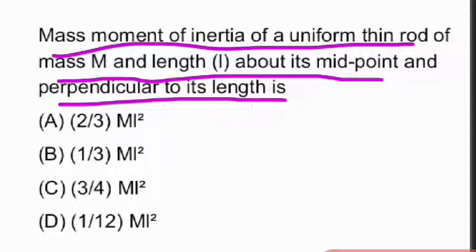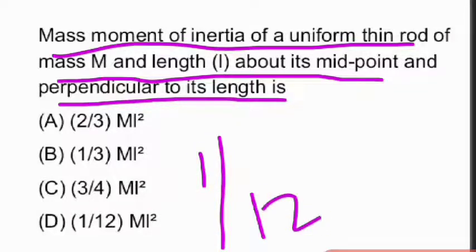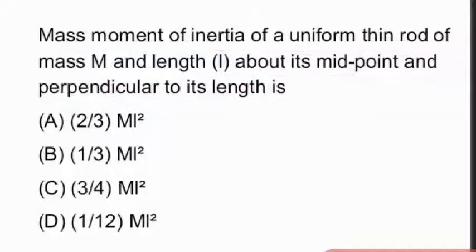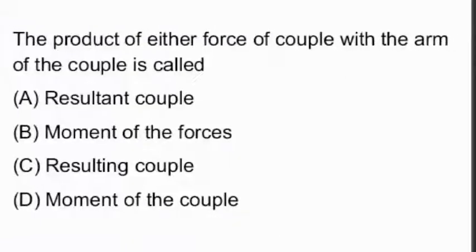The mass moment of inertia of a uniform thin rod is given by 1 by 12th of ml square. M stands for mass and L is the length of the uniform thin rod. 1 by 12th of ml square. That is option D, the right answer.